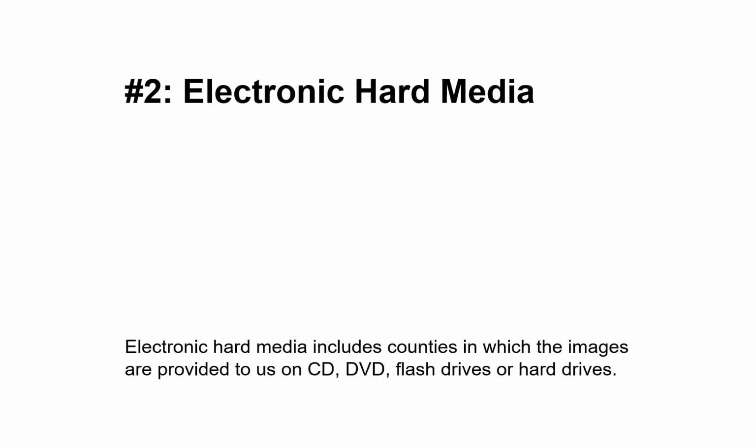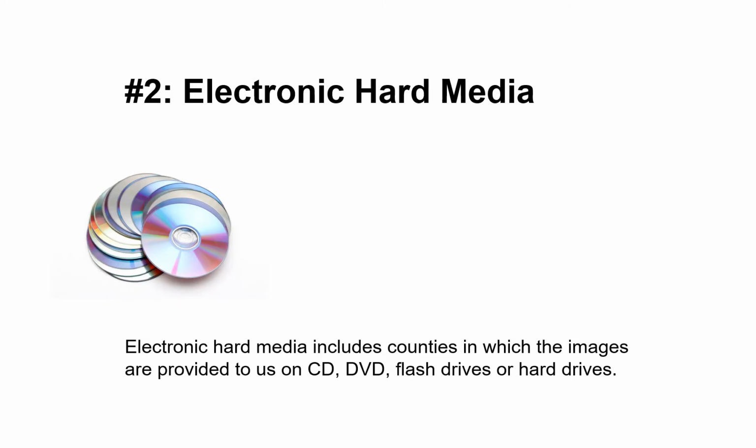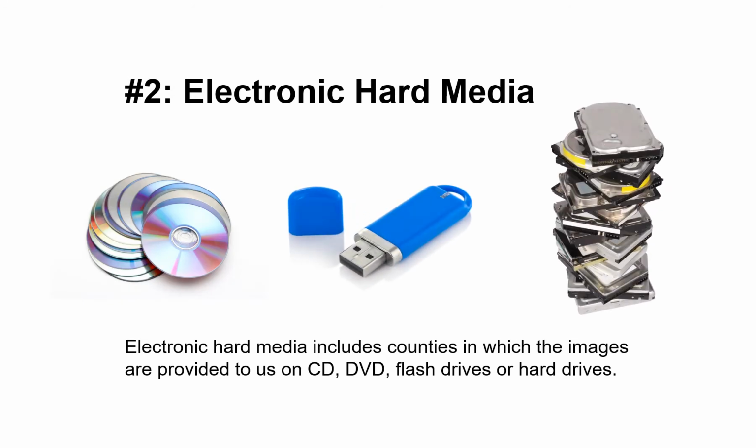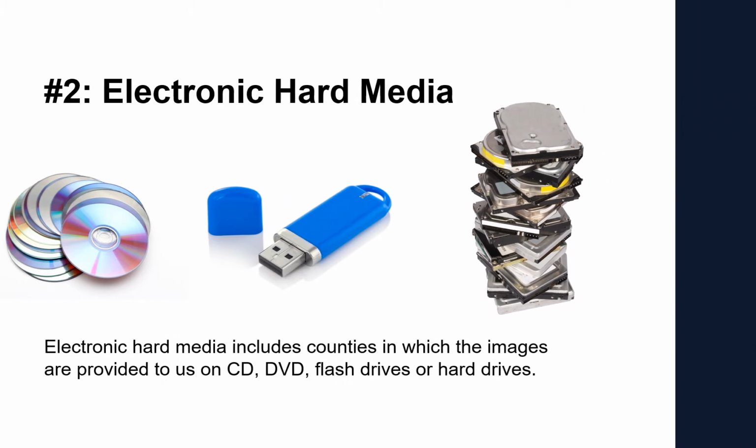Electronic hard media includes counties in which the images are provided to us on CD, DVD, flash drives, or hard drives. They are electronic images, but delivered via a physical device rather than over a data line. We have over 100 counties that use this method.